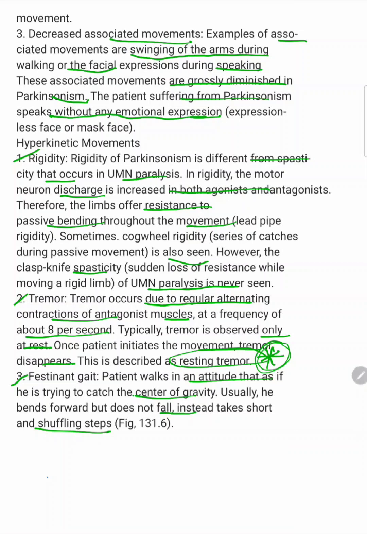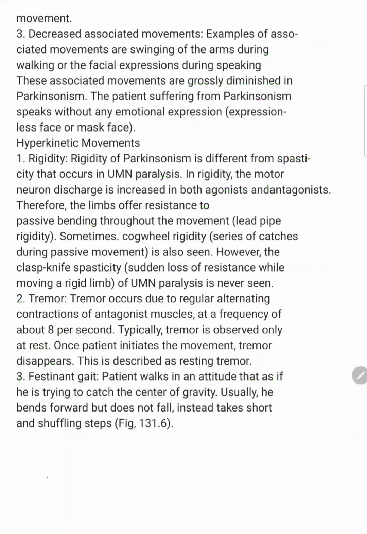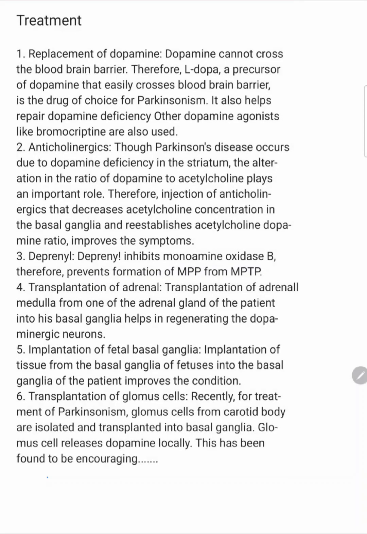See, once you see the patients in the postings, you can easily observe how the patient will be. Next, it is the treatment. See, what we told, there will be decreased dopaminergic neurons, right? It means the answer will be giving dopamine tablets, right?